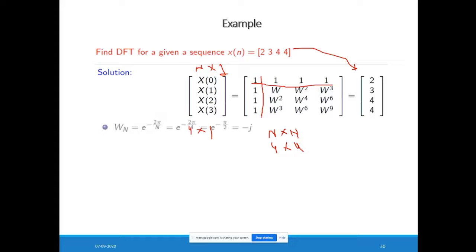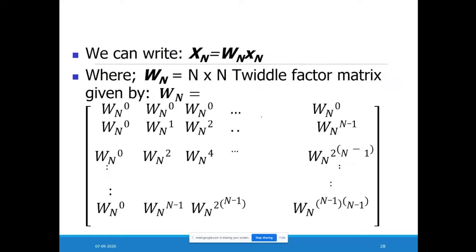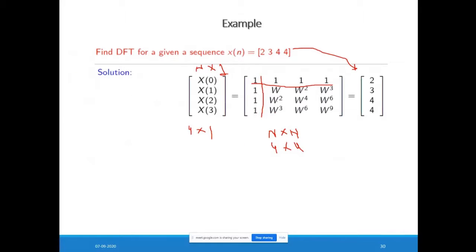Now we go for the remaining values, omega n1, omega n2 and so on. So we have omega, omega 2, omega 3, then omega 2, omega 4, omega 6, then omega 3, omega 6 and omega 9. In the second row the value of k is equal to 1, so whatever values of n are multiplied with 1 only. So omega 1, then omega 2 multiplied with 1 gives omega 2, and omega 3 multiplied with 1 gives omega 3.